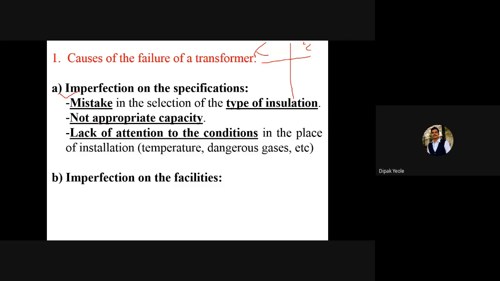Second is not appropriate capacity, because our load is increasing day by day. Yes, we know that electrical vehicles are going to play an important role from the year 2020.